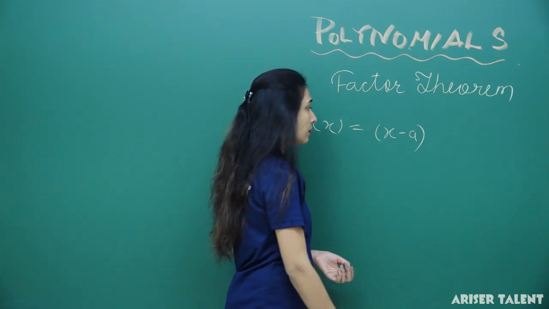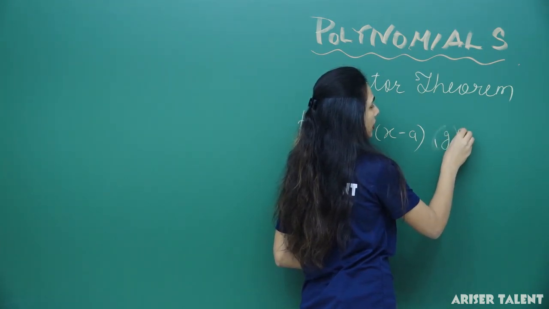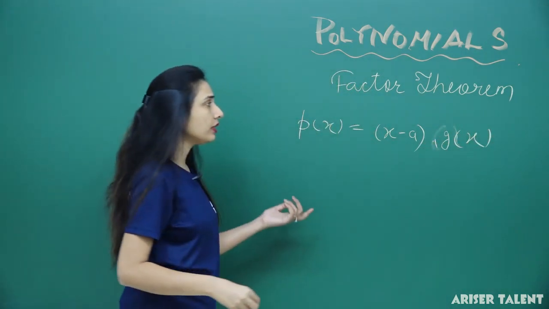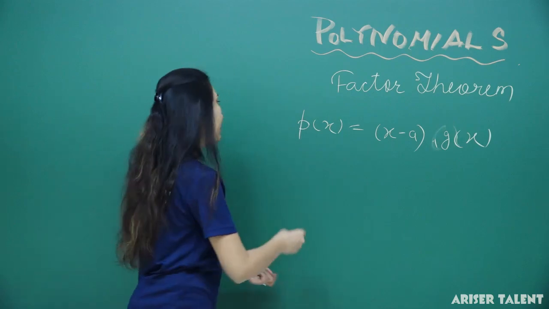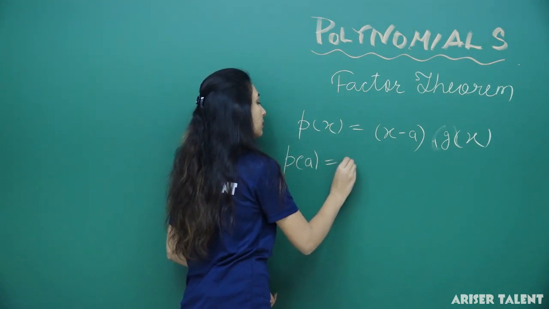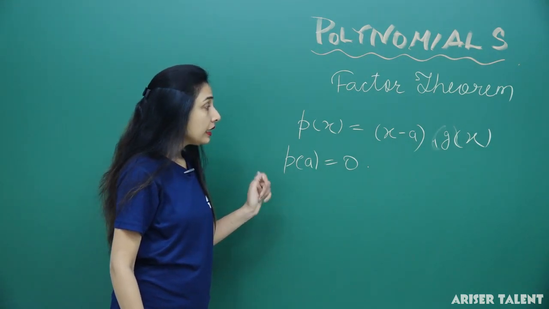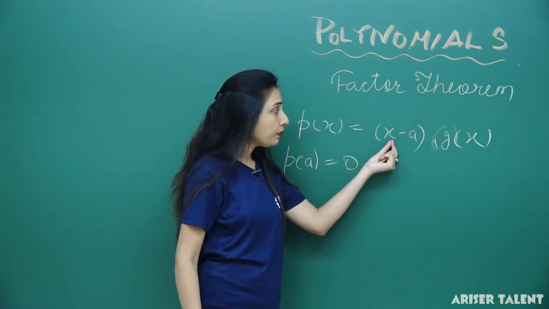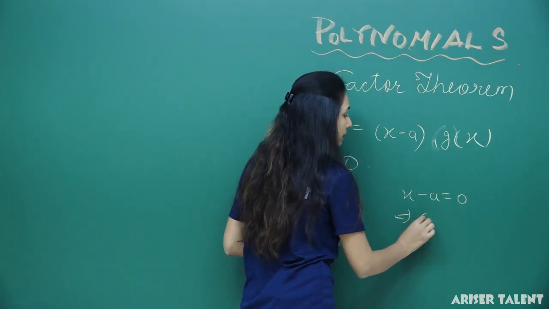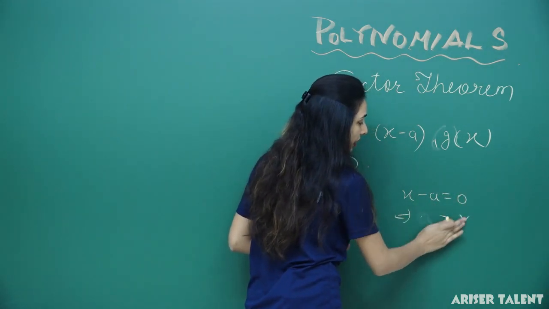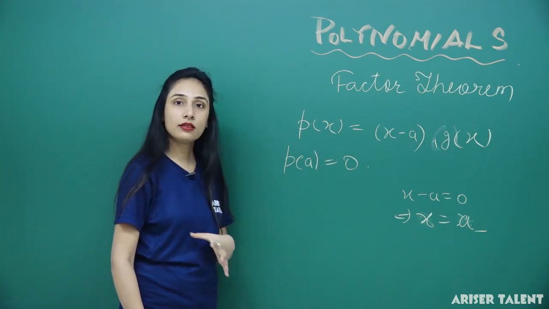and here let us suppose q(x) or g(x), whatever you want to write, g(x) let us say. In that case, what does that mean? If it is a factor of polynomial p(x), that means p(a) will be equal to 0. This was the concept we understood. That means at x minus a equals 0, we are getting the value of x which is a, and putting that in p(a) we are getting 0.